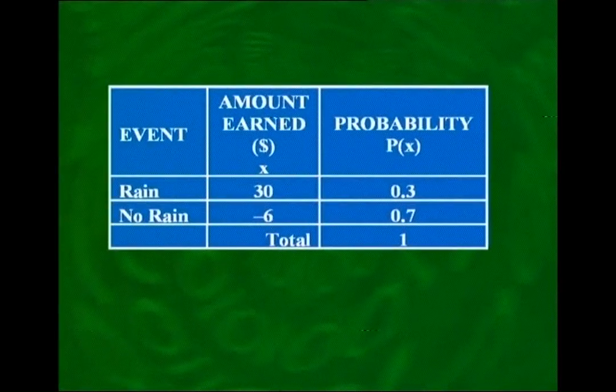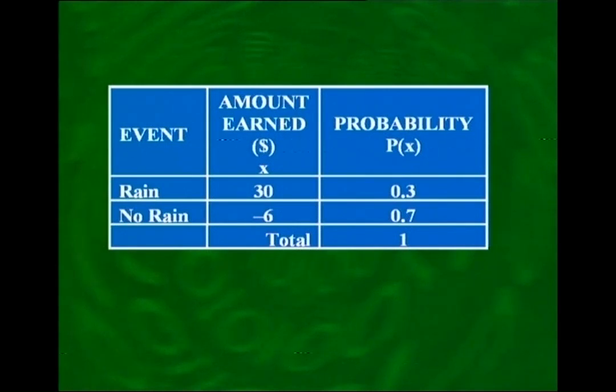Toh aayye dekhte hain ab screen par ke iski mathematical picture kya banti hai. As you can see, the two mutually exclusive events are rain and no rain, and the random variable that we are interested in, the amount earned, has only two possible values. If it rains, x is equal to 30, and if it does not rain, x is equal to minus 6. Ye minus 6 maine isliye likha ke losing $6 is equivalent to earning minus $6.